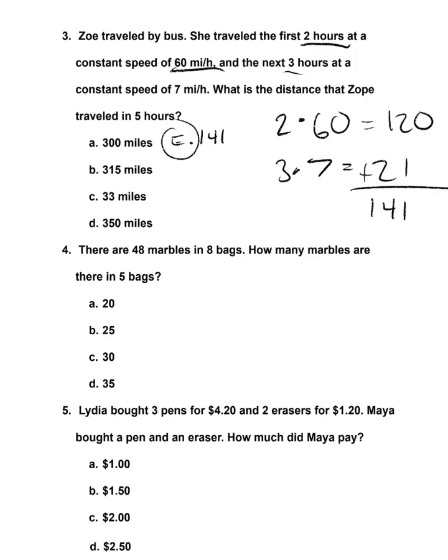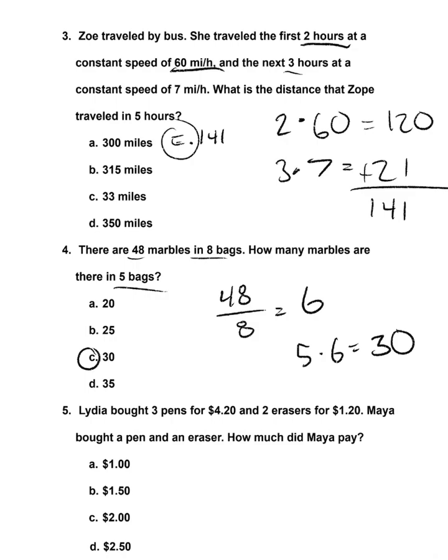Number 4, there are 48 marbles in 8 bags. How many marbles are there in 5 bags? So 48 marbles in 8 bags. So you would just divide to find how many marbles in each bag, which is 6. So to find how many there are in 5 bags, you do 5 bags times 6 marbles, which is 30. C.